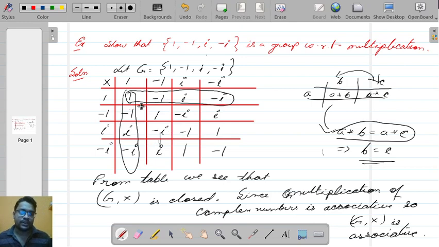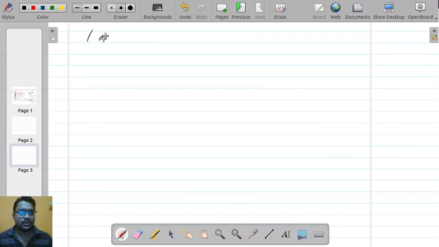And then we can talk about the identity element. Here you see which element multiplied with every other element gives the respective elements. That is actually 1. From the first row you can see 1 multiplied with any other thing gives that particular thing. So it's very simple. So here also 1 is the identity element.